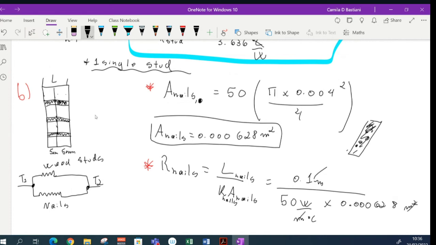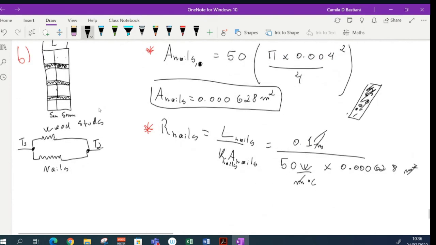Okay, so the meters. So my resistance caused by my nails is going to be 3.18 degrees Celsius per watts. Everything all right so far? Any questions?